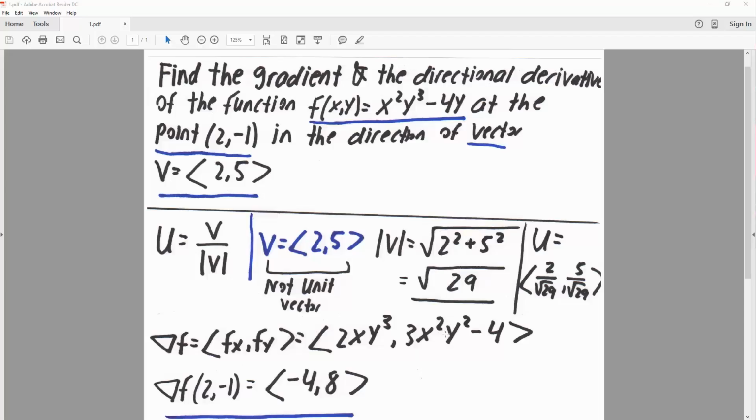So now we do the same thing for y, and for y we would get 3x squared times y squared minus 4, and now we plug in our point (2, -1), and so when we plug in (2, -1) we would get <-4, 8>.